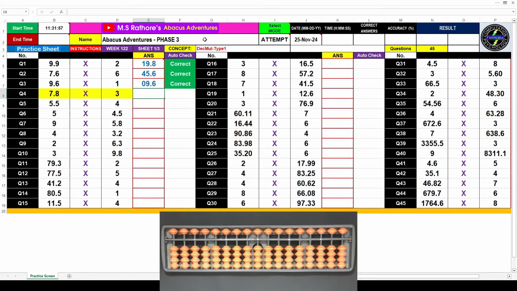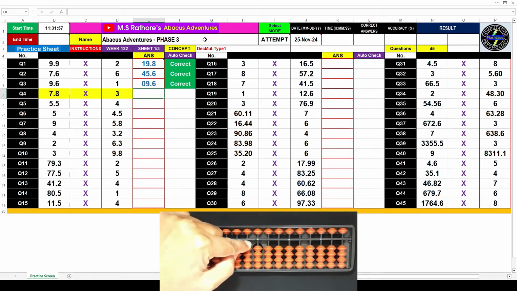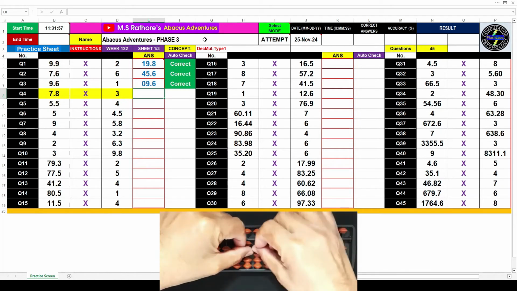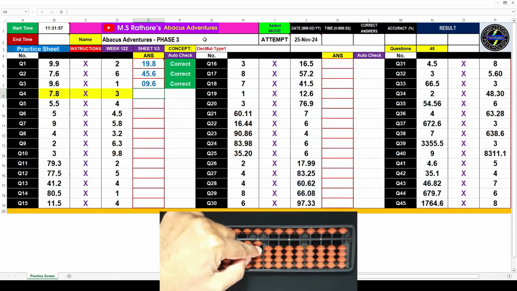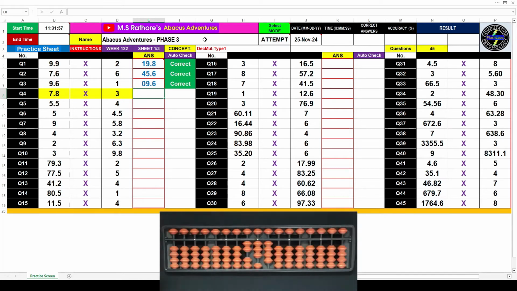Question number 4, 7.8 multiplied by 3, rod number 2, my index finger is on rod number 2, 78 multiplied by 3. Now we need to consider 7.8 as 78, normal value 78 multiplied by 3. From right to left it is 3 7s are 21, finger shifted, 3 8s are 24, and the answer is 23.4.